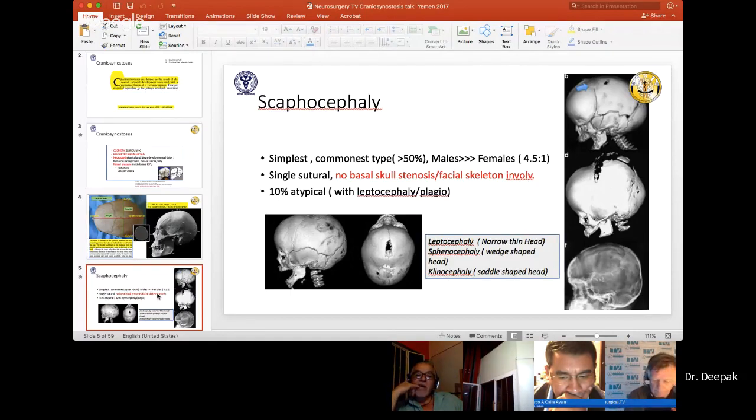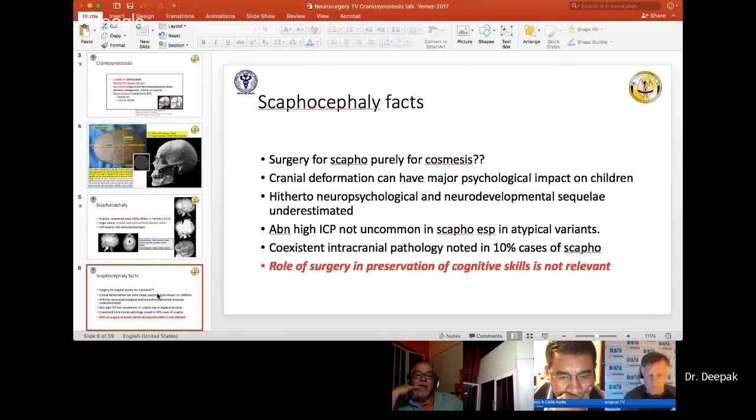Now, the majority of the children come to us for cosmesis. They say that the head is large, oblong, or boat-shaped, and they come to a surgeon for cosmetic surgery. And of course, this cranial deformation can also have a major psychological impact on the children. When the children are in school, their schoolmates may complain and say that you are born with some abnormal head and all that. They commonly bring it to the notice of their parents, and they come to us for evaluation and further treatment.